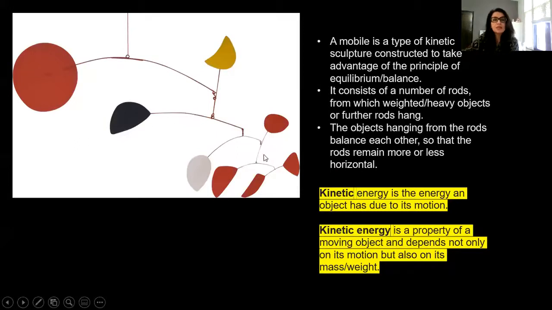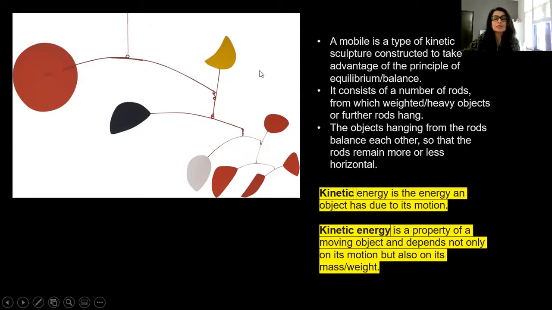So this is the kind of sculptures he made. This is a mobile. A mobile is a type of kinetic sculpture. When I say kinetic, let me explain the meaning of kinetic. Kinetic energy is the energy an object has due to its motion. So this is an object. It has an energy, and this energy is its property, its trait. And this energy depends not only on its motion, but also on its weight.